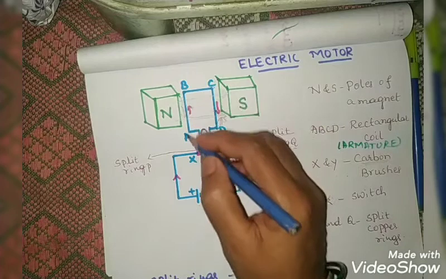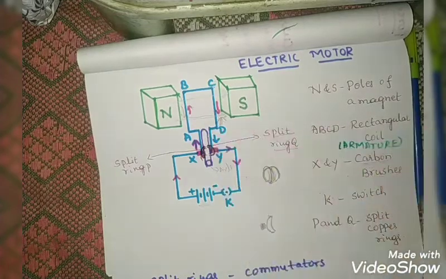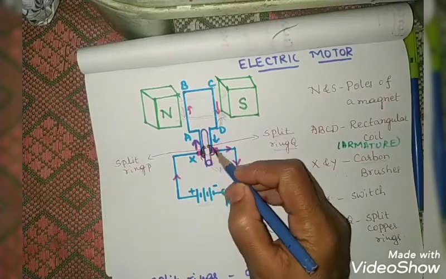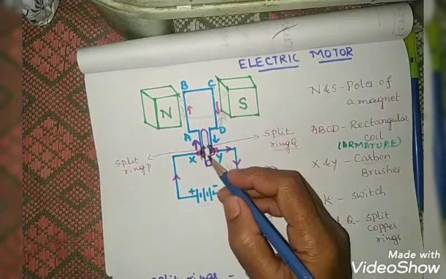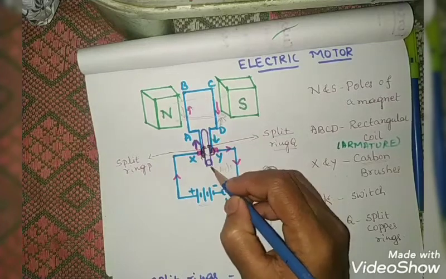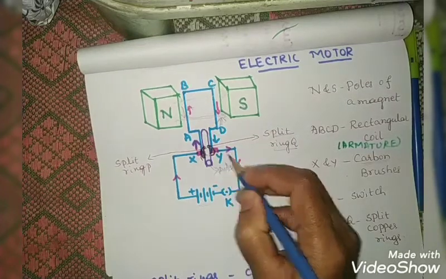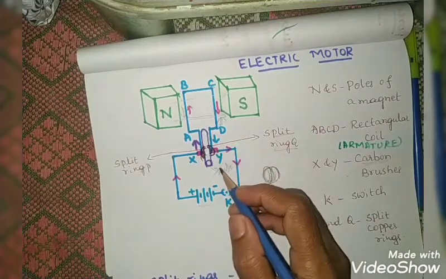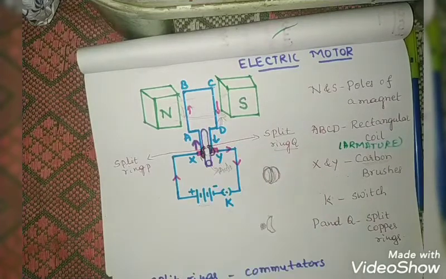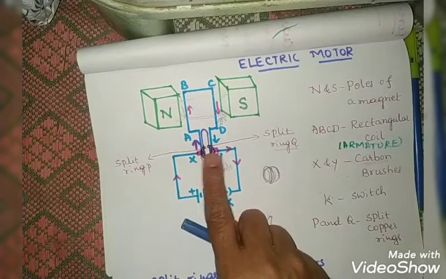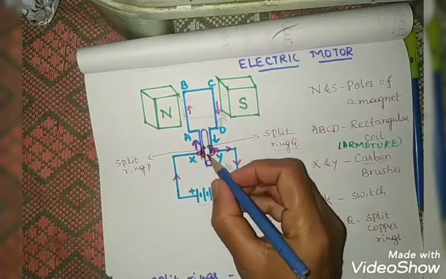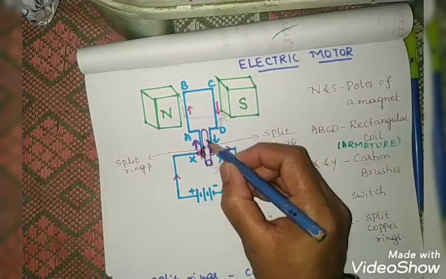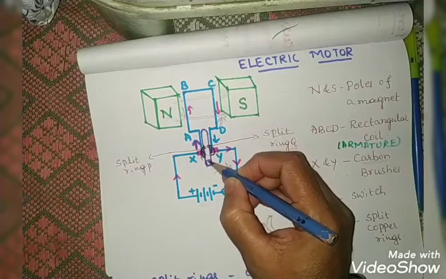This rectangular coil along with the split rings is known as the armature. Whenever this coil begins to move, these split rings also will move, and the axle also. This is the axle, children. Axle also moves. This cylindrical shaped purple colored part is the axle, in which these two split rings are soldered. It will also move along with this rectangular coil. These split rings and the axle will move.